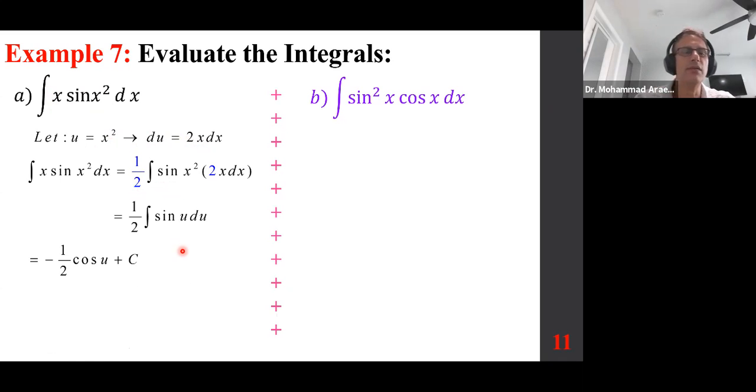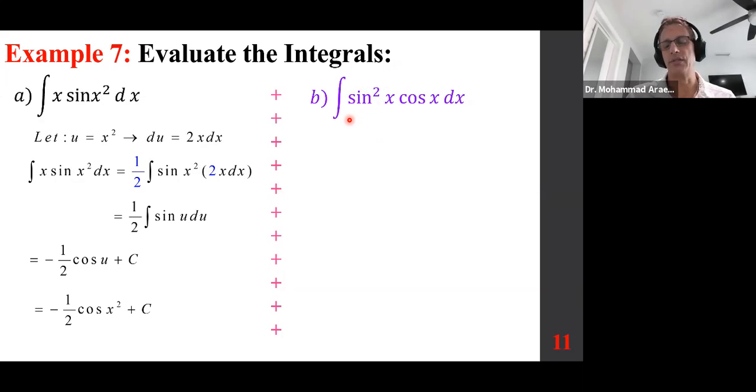Needless to say, you can differentiate the final result, and that should give you this one without the dx. Now, in part B, sine is being raised to the power. It doesn't matter if it's sine squared or sine to the power of 10 or sine to the power of 15.